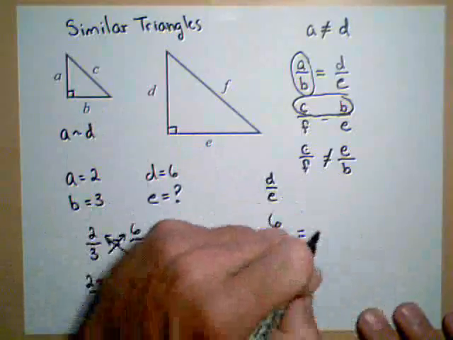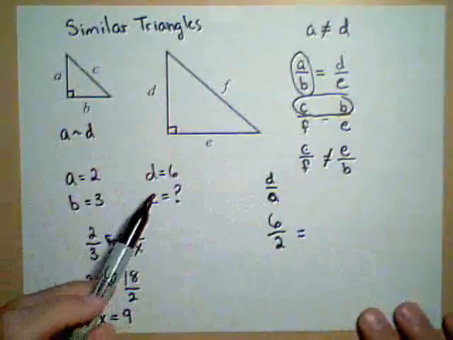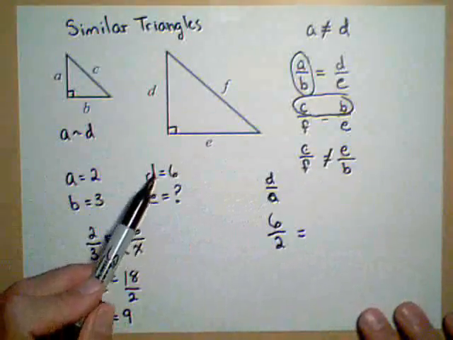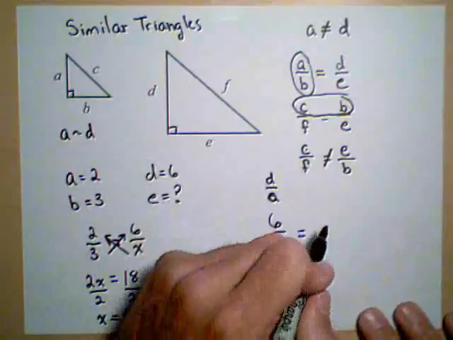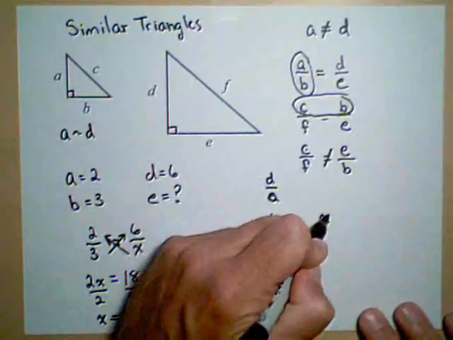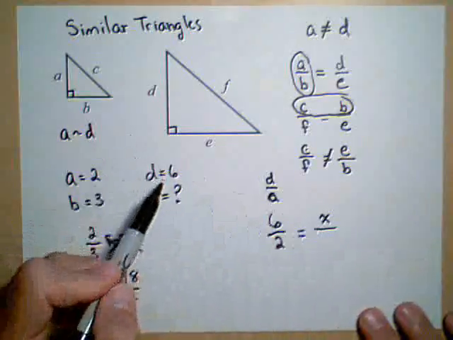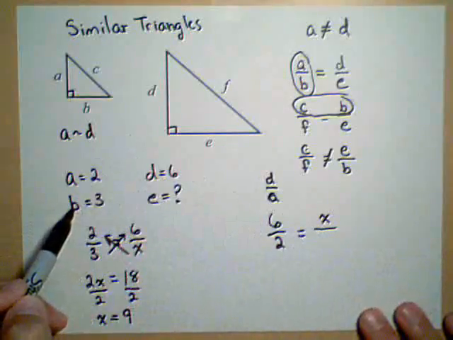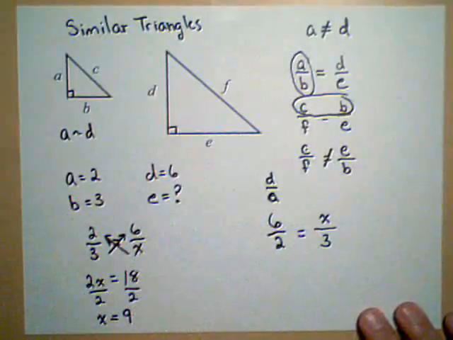Notice, sorry, I have a little error here, that should be A. Notice that D and E are part of the same triangle. They have to go on either the same horizontal or same vertical. I did vertical, so E, my question mark, which we're using x for, has to go on top. Now the side E corresponds to the side B, which is 3.